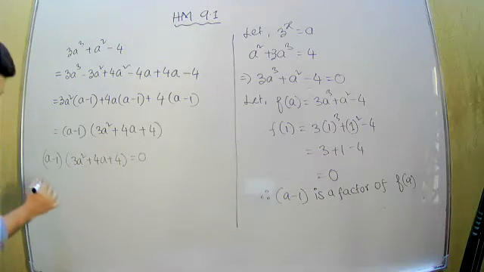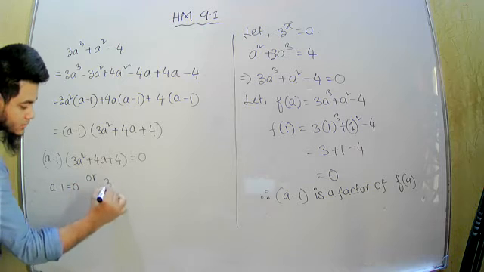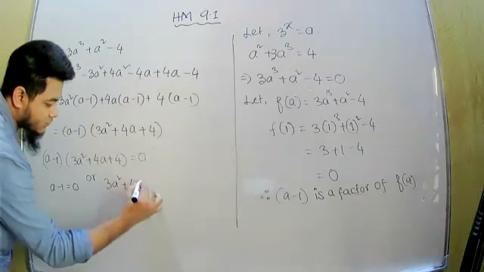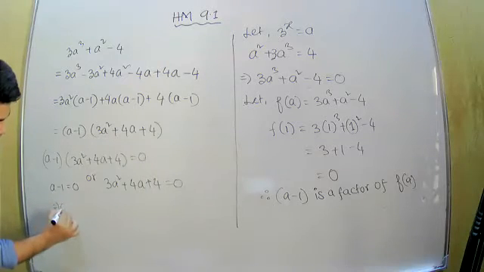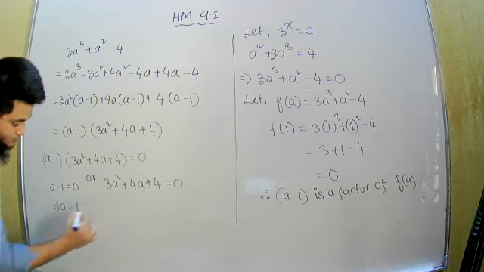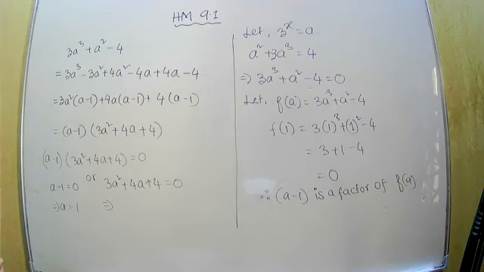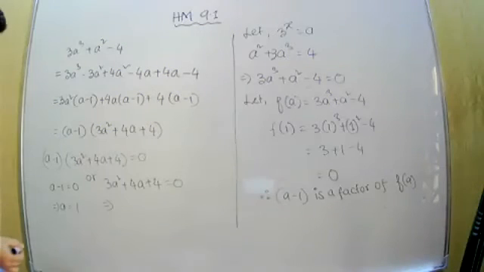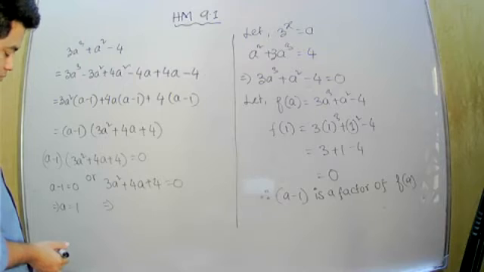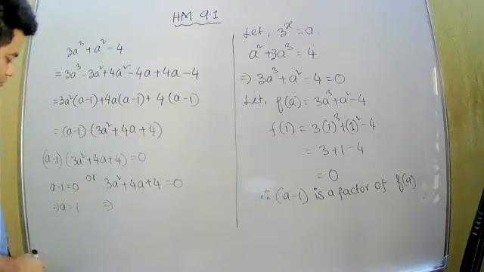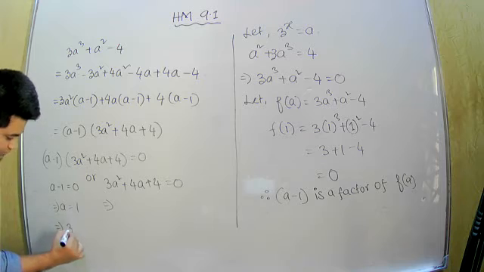From here, what we can write, as you already know, a minus 1 is equal to 0, or 3a square plus 4a plus 4 is equal to 0. So from here it can be written a is equal to 1. And this one, we have to check whether it can be done by middle term factor or not. I don't think we can do middle term factor here. Okay, so we will deal with it with a different process.